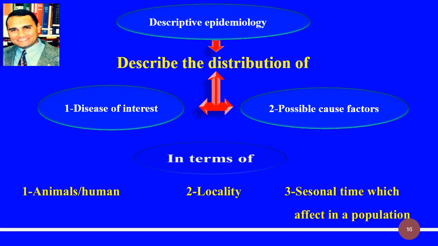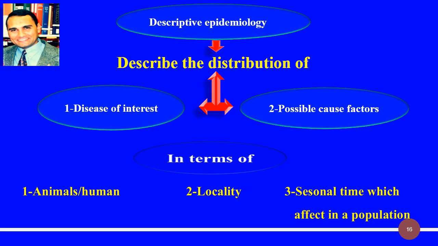Descriptive epidemiology describes the distribution of the disease of interest and possible causal factors in terms of animal or human populations, locality, and seasonal time which affect a population.